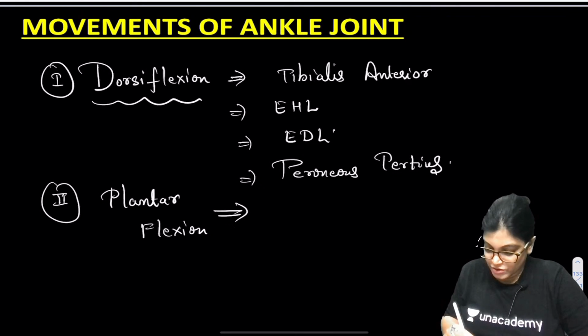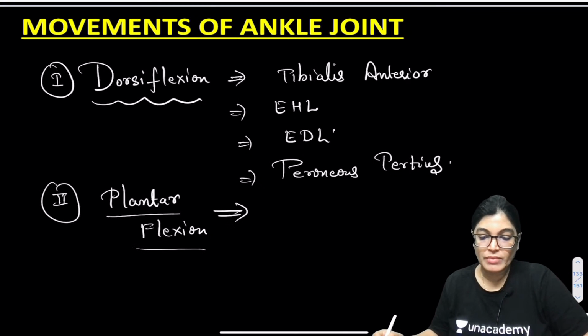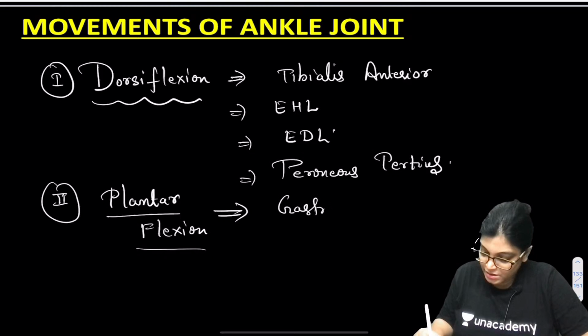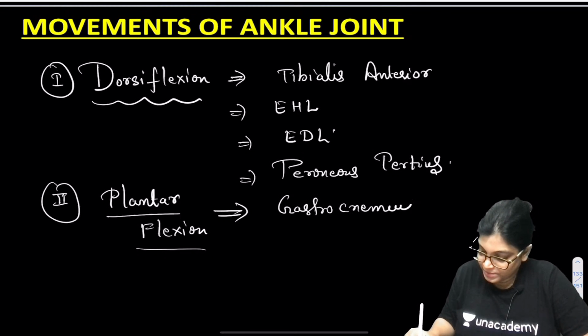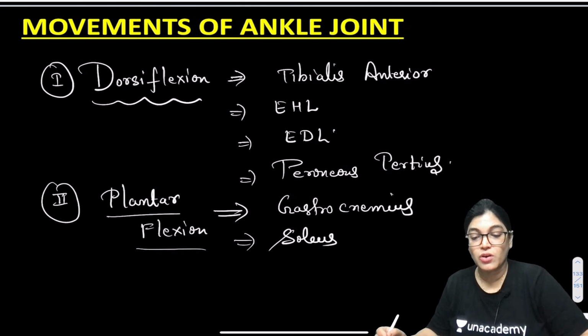Now, plantar flexion, the muscles causing plantar flexion at the ankle joint. The plantar flexor muscles are on the posterior aspect of the leg: gastrocnemius and soleus. The gastrocnemius muscle and the soleus muscle are the major or prime flexors.